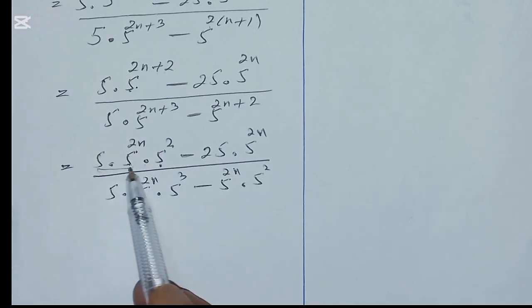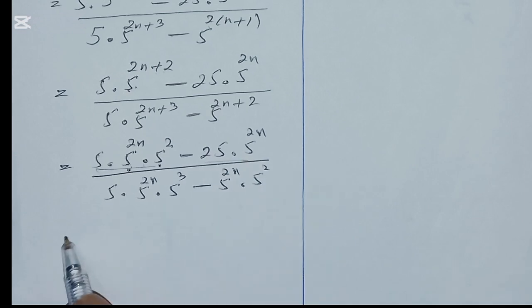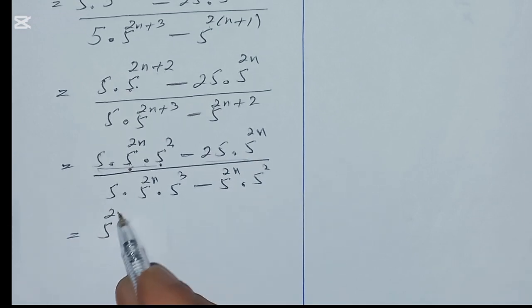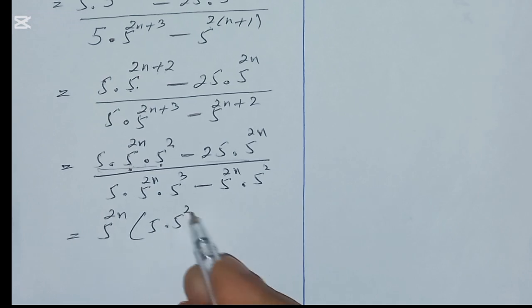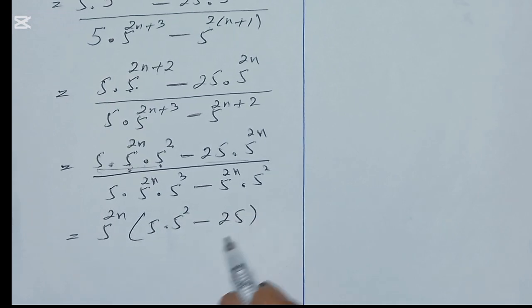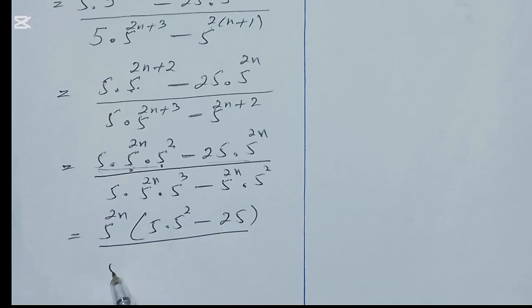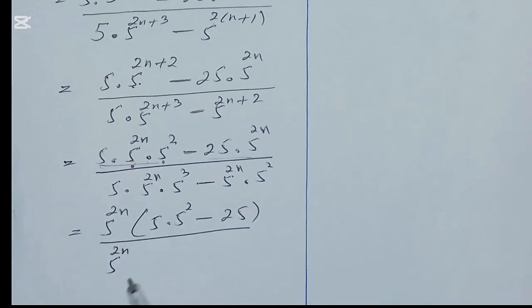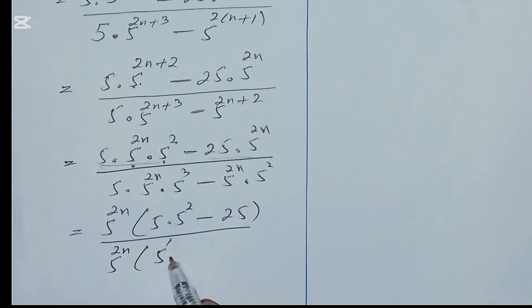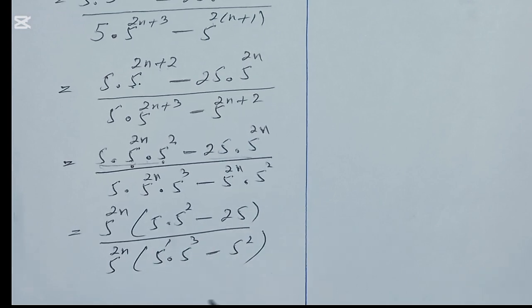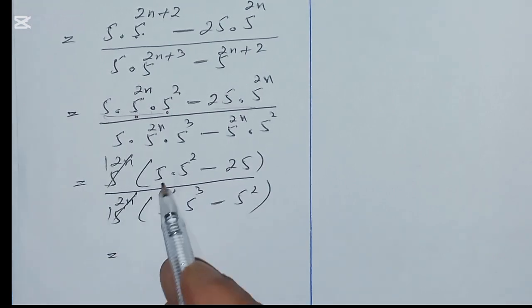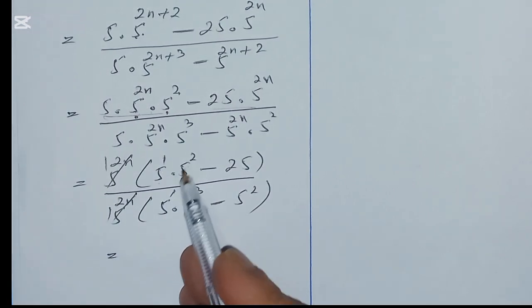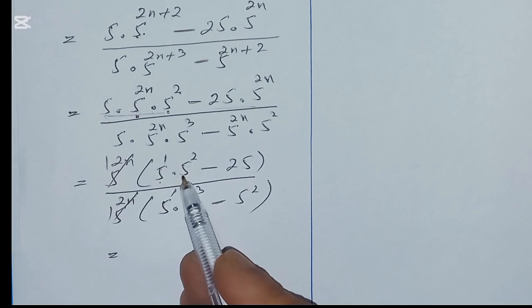Now in this term and this term, 5 power 2n is common, we take 5 power 2n common, the remainder is 5 power 1 dot 5 power 2 minus 25. In the denominator we also take 5 power 2n common, so remaining we have 5 power 1 and 5 power 3 and 5 power 2. Now this 5 power 2 cancels with this 5 power 2, and 5 power 1 and 5 power 2 mean 25.